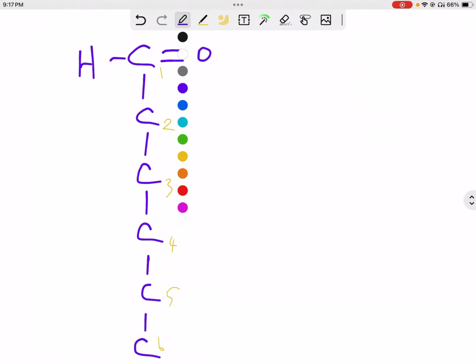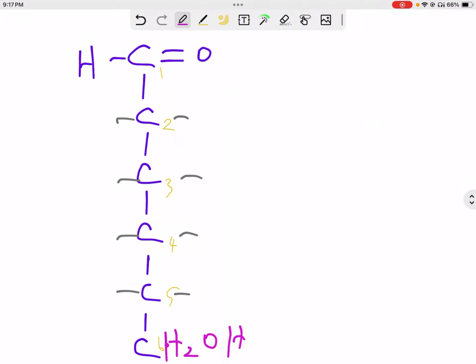And the other functional groups are hydroxy groups. So in the last carbon, it is CH2OH. In the second, third, fourth, and fifth carbon, you have hydroxy groups. In the third carbon, you have it on the left side. In the fourth and fifth, you have it on the right side.